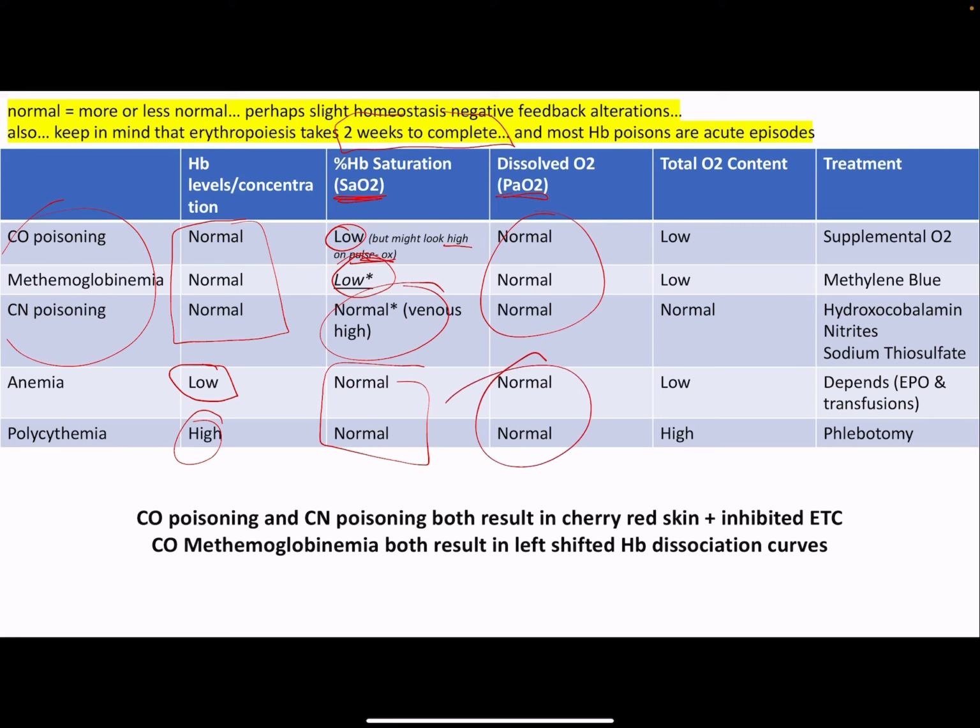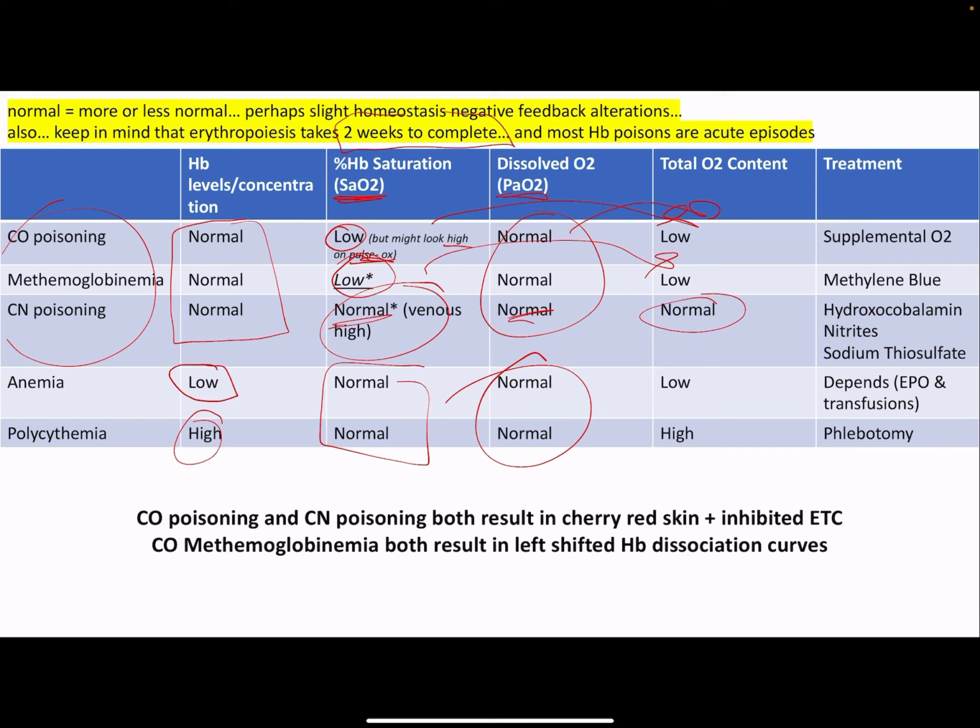Same thing for these as well. Now the total O2 content is going to be a little bit low in carbon monoxide. Again, one way you can think about it is if either of these is low, it's going to say that you're going to have a low total O2 content. You can't pick up as much because of the carbon monoxide taking the active site in one of the subunits. Same with this. This is low, so that should be low. Both of these are normal, so this should be normal.